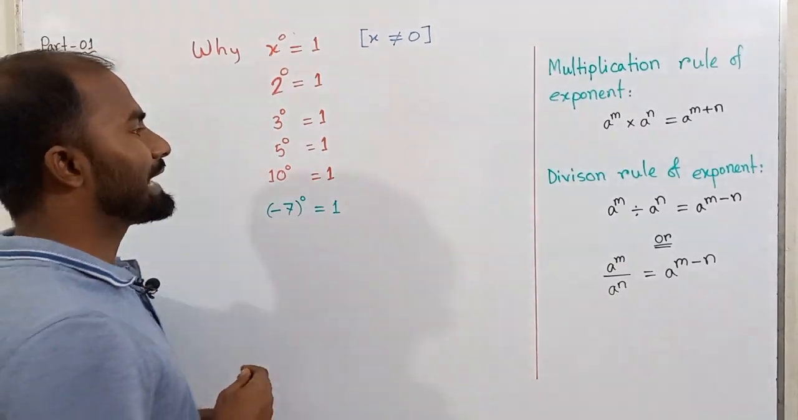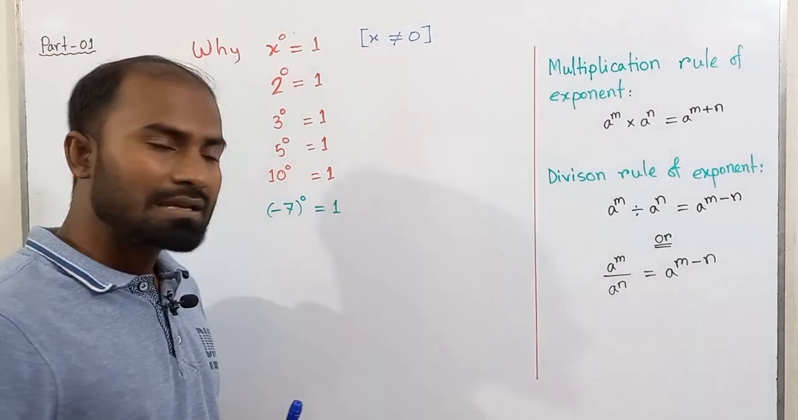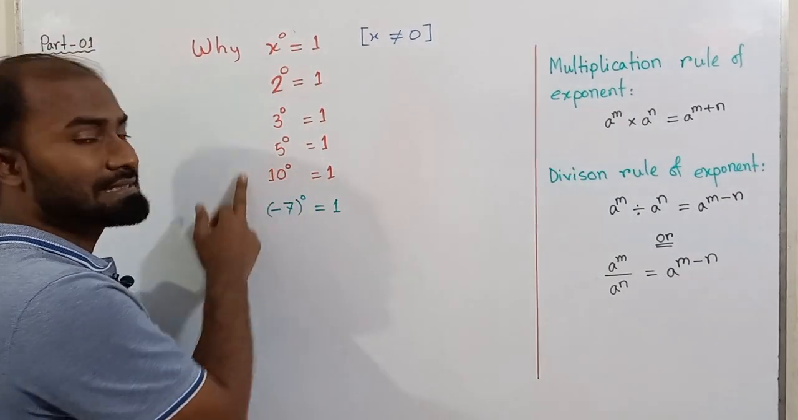Why we will get 1 every time even if the base is changed.